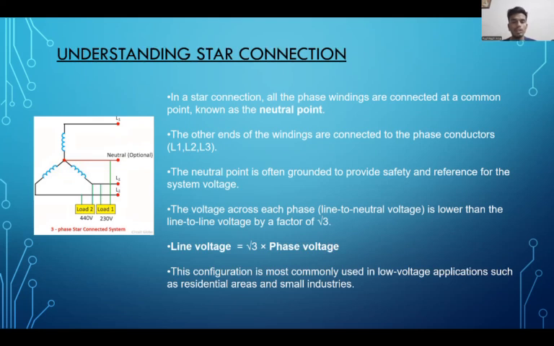The voltage across each phase, line to neutral voltage, is lower than the line to line voltage by a factor of root 3. In mathematical terms, it can be written as line voltage equals root 3 times phase voltage. This configuration is most commonly used in low voltage applications such as residential areas and small industries.